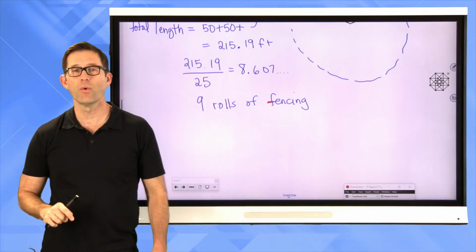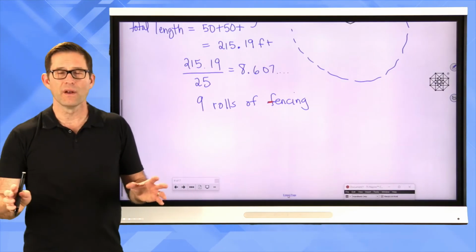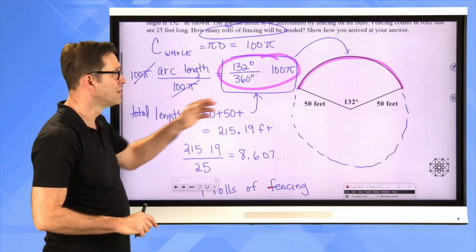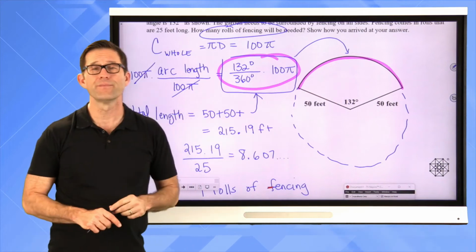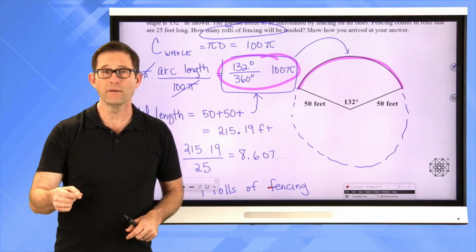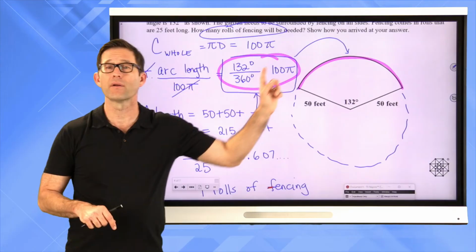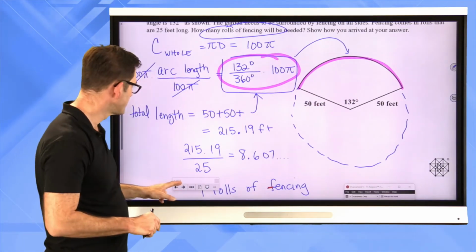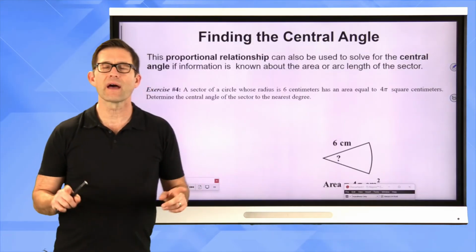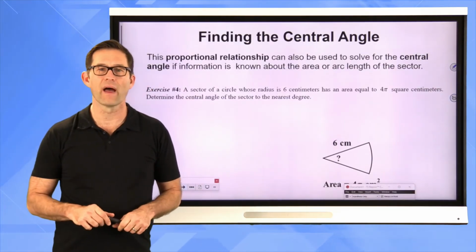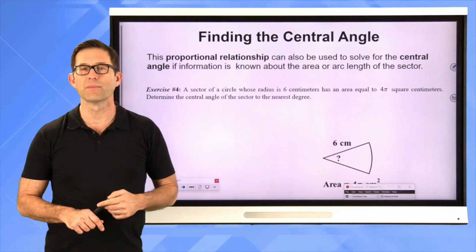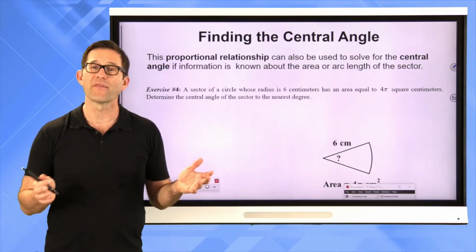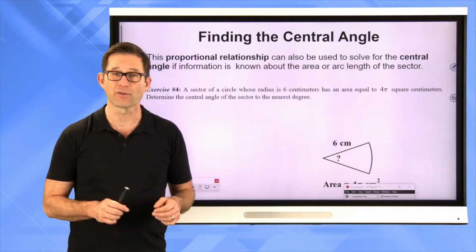Okay, cool. Now, what we've now seen is that given an angle and given the radii, we can figure out the area, and we can figure out the arc length of the sector. But there's one more issue, and that's figuring out the angle itself, finding the central angle. This proportional relationship can also be used to solve for the central angle if information is known about the area or arc length of the sector.